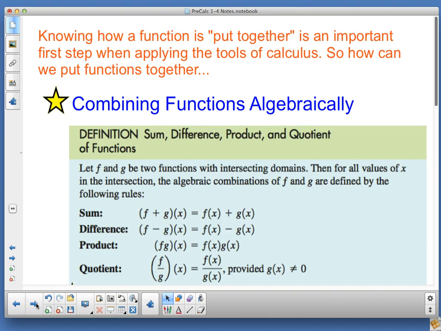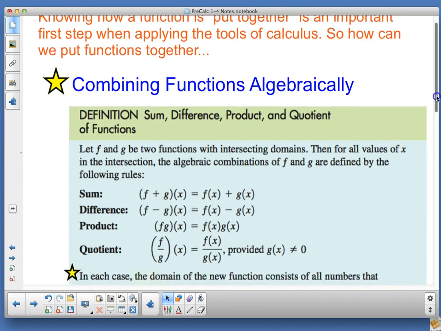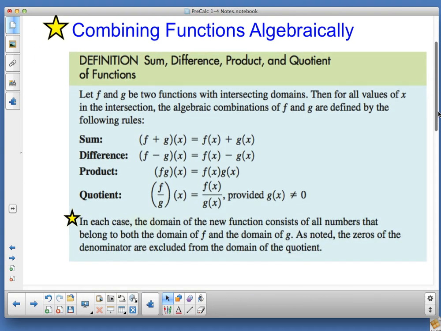Knowing how a function is put together is an important first step when applying tools of calculus. So how can we put functions together? We can combine by adding, subtracting, multiplying, dividing. When we have the sum of 2 functions, let f and g be the 2 functions with intersecting domains, then for all values of x in the intersection, the algebraic combinations of f and g are defined by the following rules. Now, they're talking about intersecting domains.